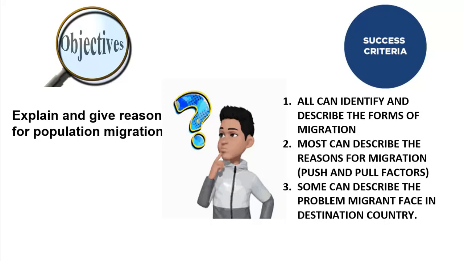So without wasting so much time, first, the learning objective is for us to explain and give reasons for population migration. For this section, we should be able to identify the different forms of migration. We should be able to describe reasons for migration, so we'll look at the push and pull factors of migration. We should also be able to describe the problems migrants face in a destination country.